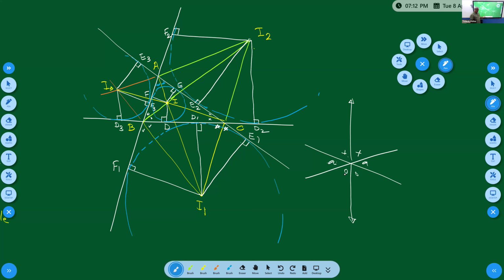I2, C and I1 are collinear. I3, B and I1 are collinear. I3, A, I2 are collinear. So it is not hexagon AI3BI1CI2. It is not a hexagon. It is triangle I1I2I3. Okay, that is why we did that theorem, vertically opposite angles are equal, etc.